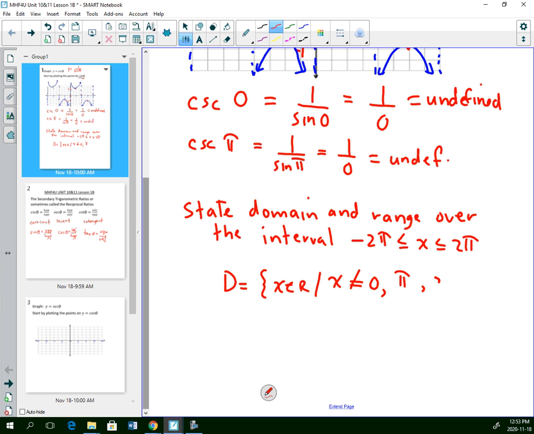pi, 2 pi to the right, and then I'm going to put a positive negative. Oops, well, my smartboard's not cooperating, so I'll just write it out. So 0, pi, 2 pi to the right, negative pi, negative 2 pi to the left. So x can be anything but not these numbers. Okay, then my range, y can be anything.